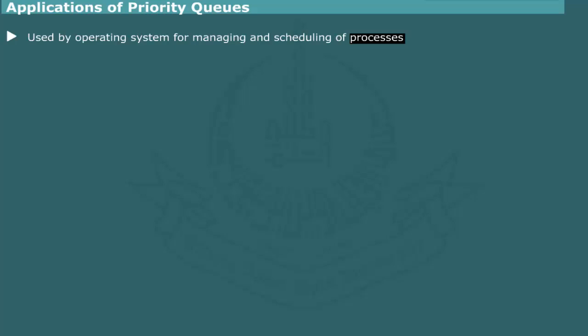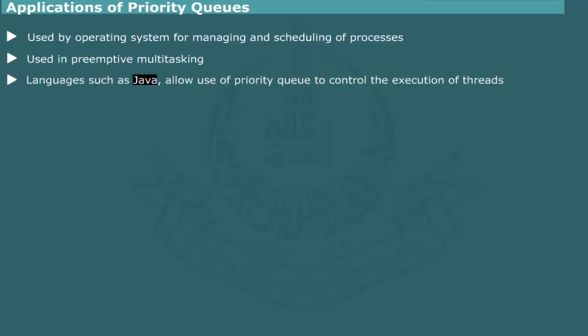Applications of priority queues. Priority queues are often used by operating systems for managing and scheduling of processes in the CPU. In a preemptive multitasking operating system, tasks are placed in a priority queue, which are processed according to their priorities. Programming languages supporting multi-threading use priority queues to control the execution of threads.